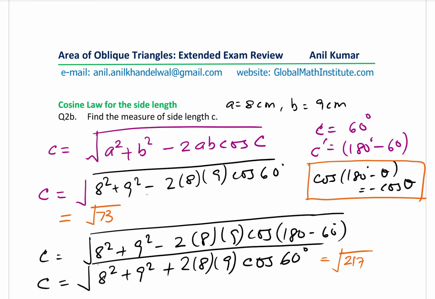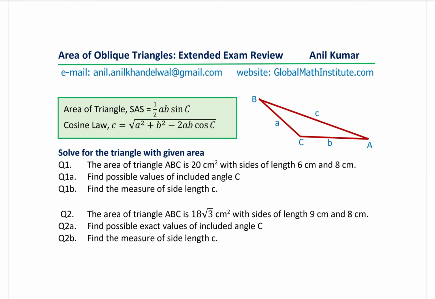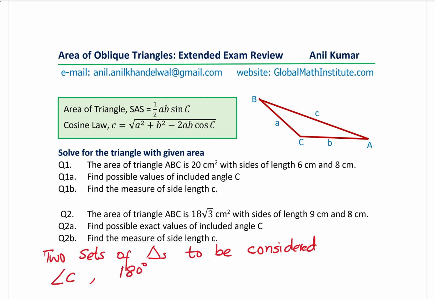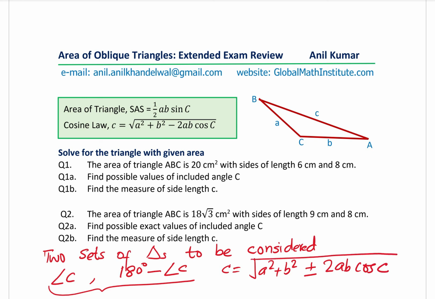So I hope with this you have learned the concept, and the key here is that we have two solutions, right? So let's get back to the original. The key here is that we have two sets of triangles to be considered. One, we also found that one angle is C and the other angle is 180 degrees minus this measure of C, right? These are the two angles. And the third thing which we found is the side basically will be a square plus b square plus and minus 2ab cos of C. So that becomes, in a nutshell, the summary of our results.